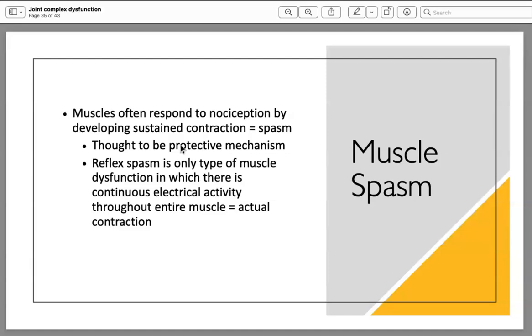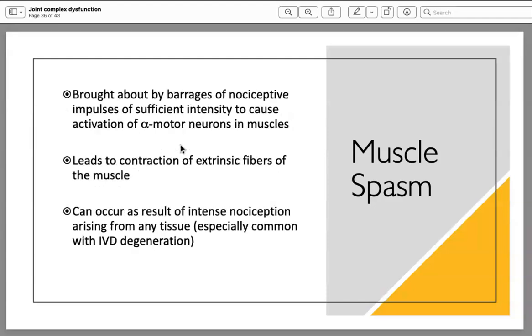That's typically a protective mechanism for whatever occurred at that microscopic level, whether it be in the intervertebral joint complex, the intervertebral disc, the zygapophyseal joint capsule, even the tiny ligaments within our intervertebral joint complex. The larger muscles around it might be going into spasm to protect that area overall. That reflex spasming is the only type of muscle dysfunction in which there's continuous electrical activity throughout the entire muscle. So that whole muscle is contracting, as opposed to something like a trigger point.